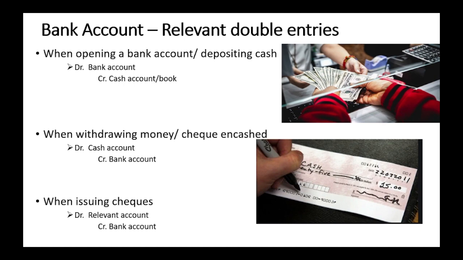And third one, when issuing checks. To make payments, the business has to issue checks. So the money in the bank goes down. So the bank account should be credited, and debited to the relevant account. It may be for an expense or to pay off a creditor.